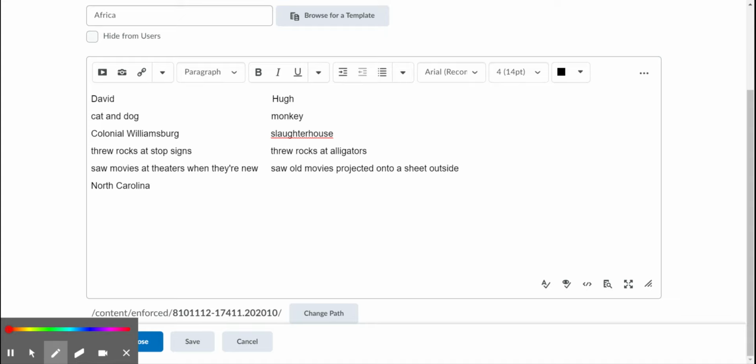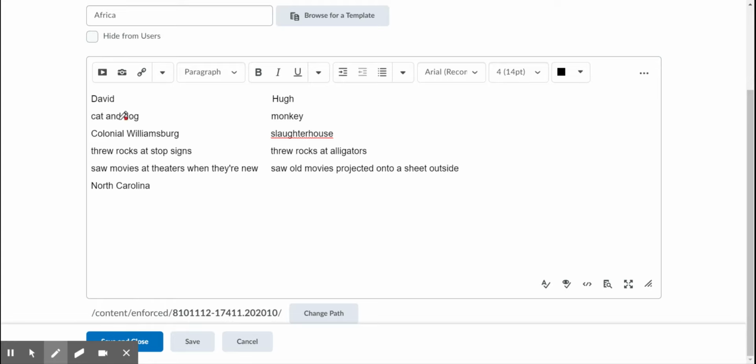Hugh's life growing up. And your book tells us that there's two different ways that you can write a compare and contrast paper. You can write it point by point, or you can write it subject by subject. And so here's some comparisons for you.